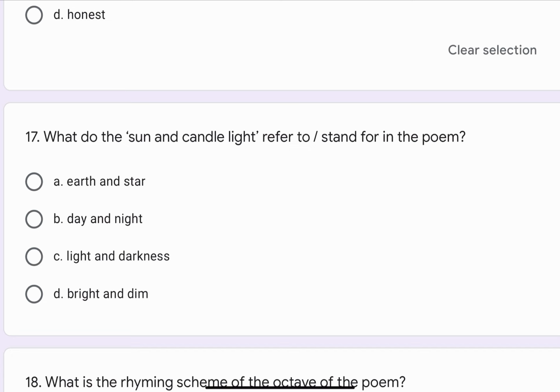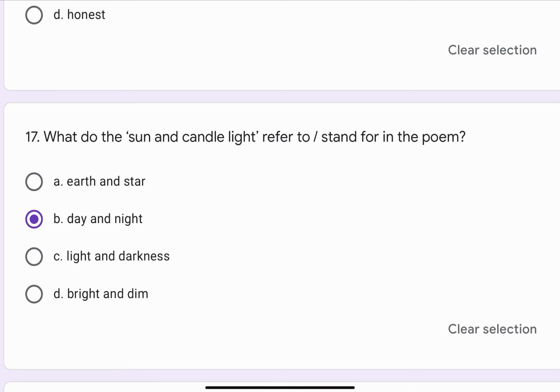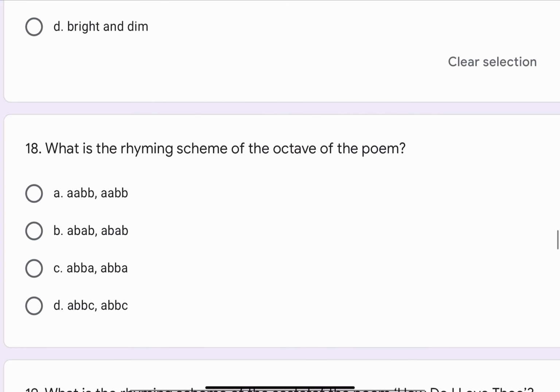Question number 17. What do the sun and candlelight refer to or stand for in the poem? Options are A. Earth and star, B. Day and night, C. Light and darkness, or D. Bright and dim. Correct option is B. Day and night.